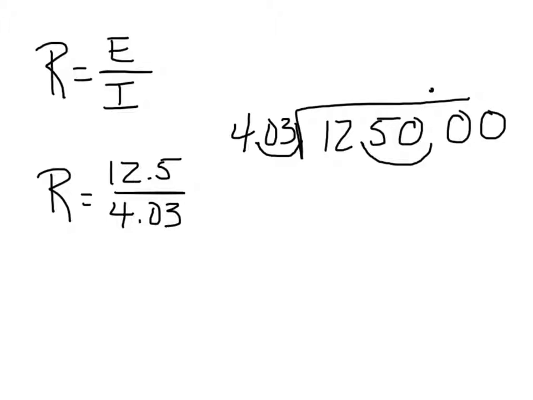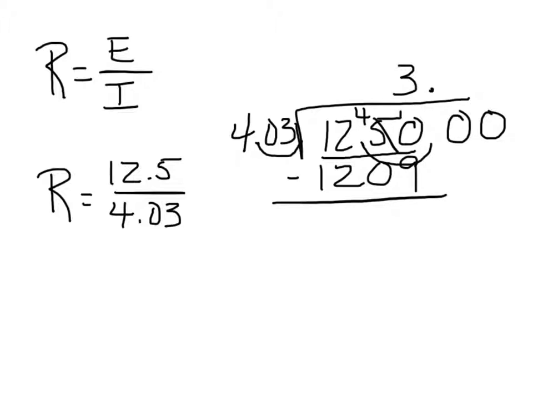I'm going to add a couple extra zeros. Now I need to determine how many times 403 will fit into 1,250. In this case, it is 3 times. 3 times 403 is 1209, and I'm going to subtract. And then drop the next digit. I have 410. 403 will fit into 410 once. 403. Subtract.